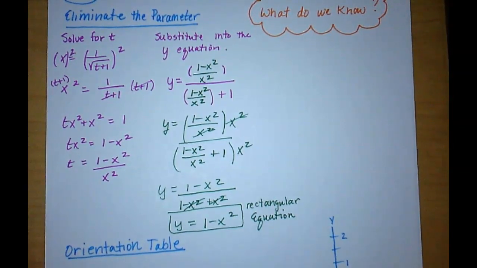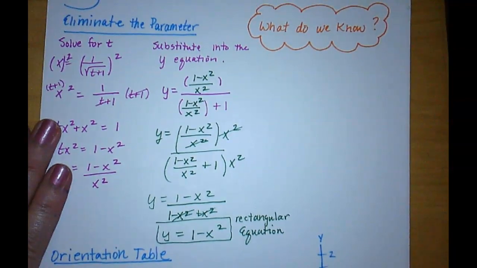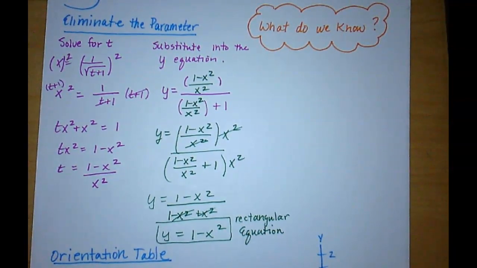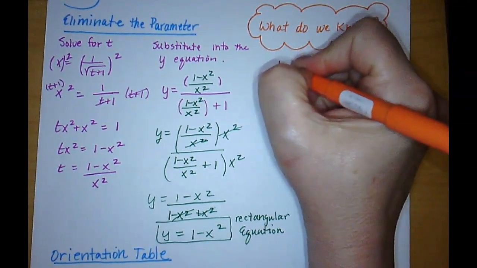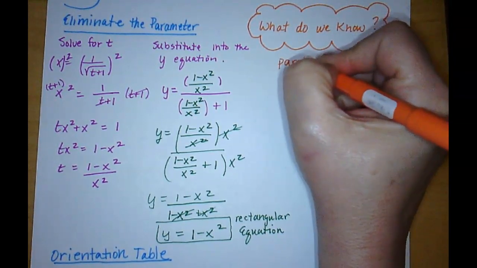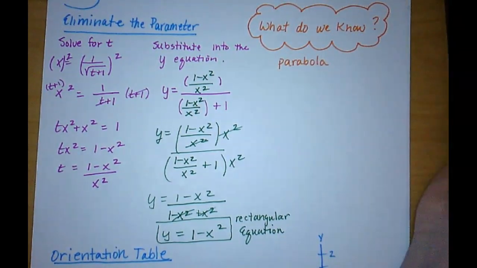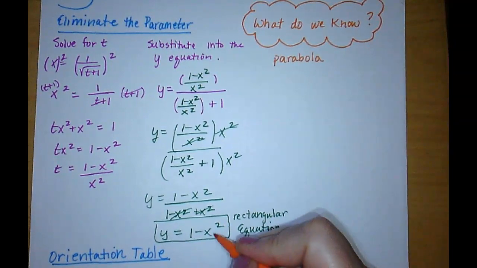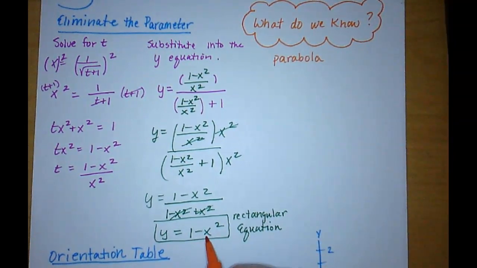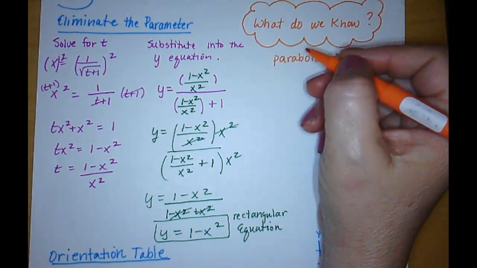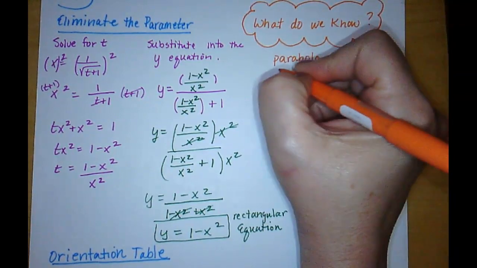Okay, so once you have your rectangular equation, we should always take a moment, stop, and look at what we have. Thinking about this rectangular equation, we know that it is a parabola because it's going to have that curve, that x squared curve. We know because the x squared is negative that it's going to open down.